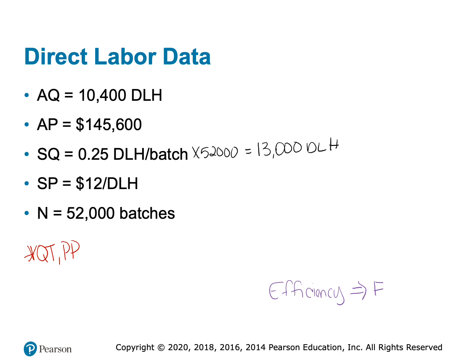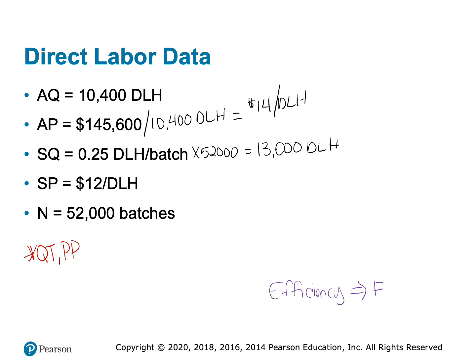So now if I look at my prices, I want those per hour. My standard price is already $12 per hour, but my actual price is in total. So I want to divide this to make it per hour also. In this case, I want to divide it by 10,400 direct labor hours, which gives me $14 per hour.